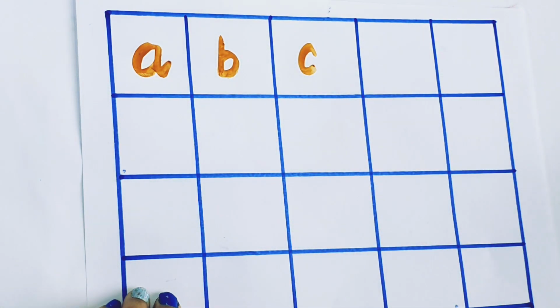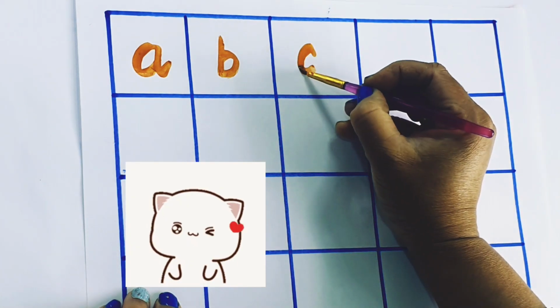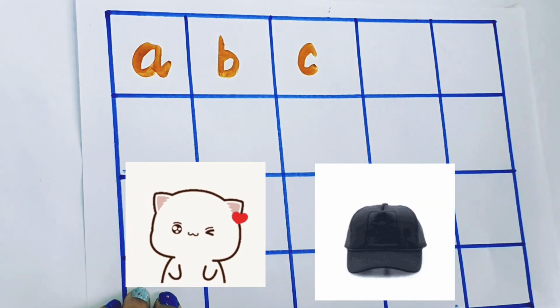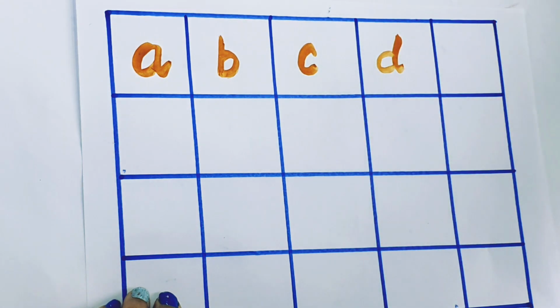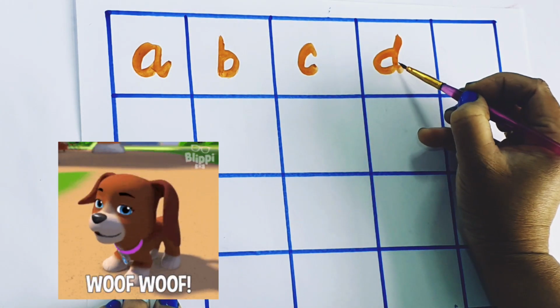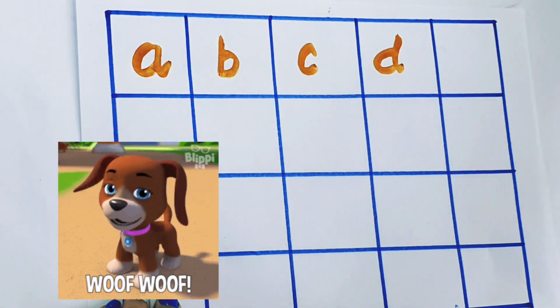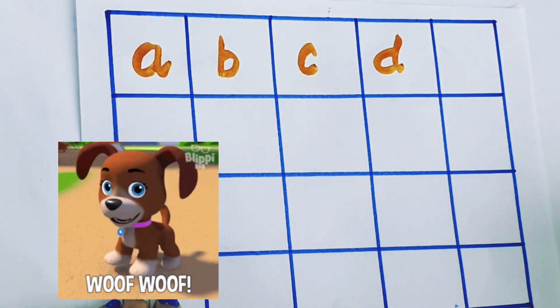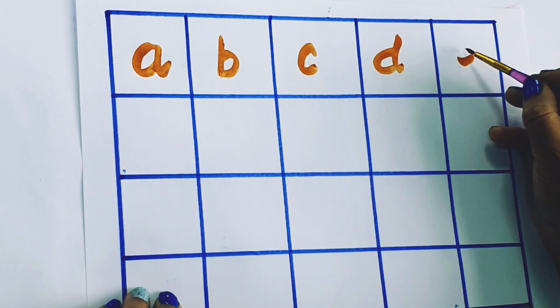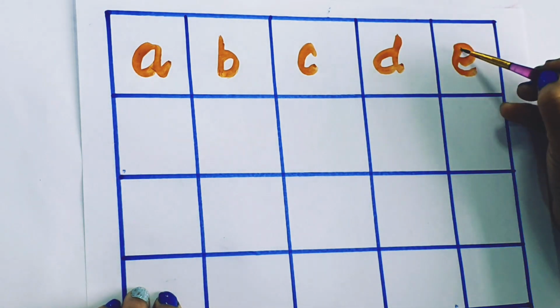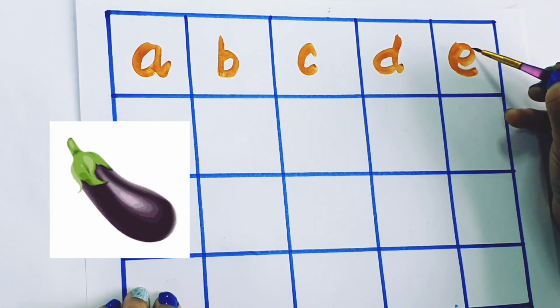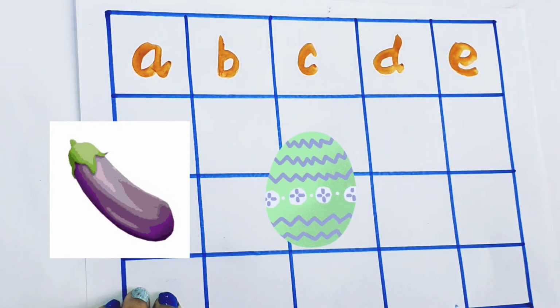C. C for cat. C for cap. D. D for dog. D for donut. E. E for eggplant. E for egg.